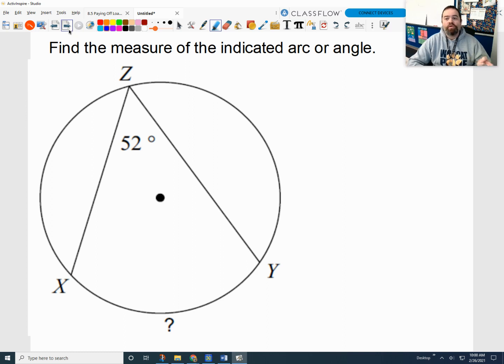You're reversing what I just said. You've got the angle, now you're trying to find the arc, this piece out here. So in this case, multiply by 2: 104 degrees.